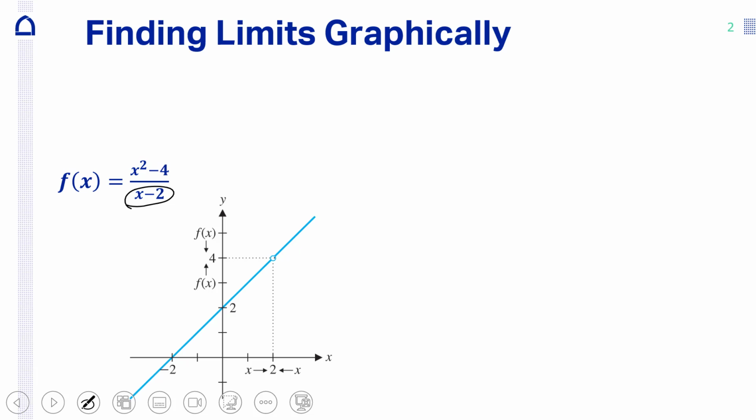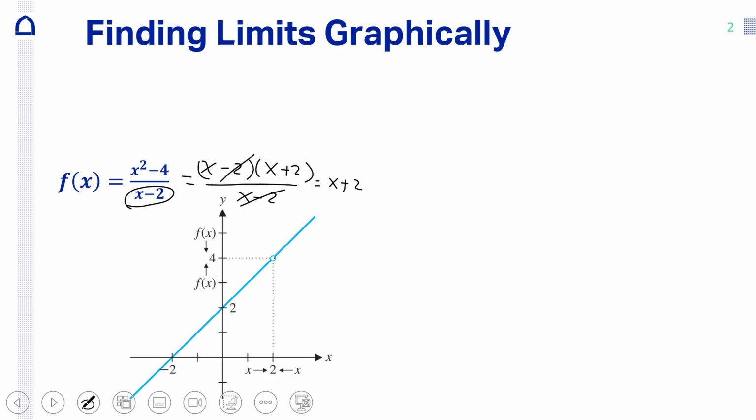But the rest of the function, how do you get a line? I know the line equation is a linear equation with degree 1. Yes, this is a difference of squares. So x minus 2 times x plus 2 over x minus 2. So I cancel out this one with this one, and I end up with x plus 2. So except at x equal to 2, I can graph it as a line with the hole at x equal to 2.